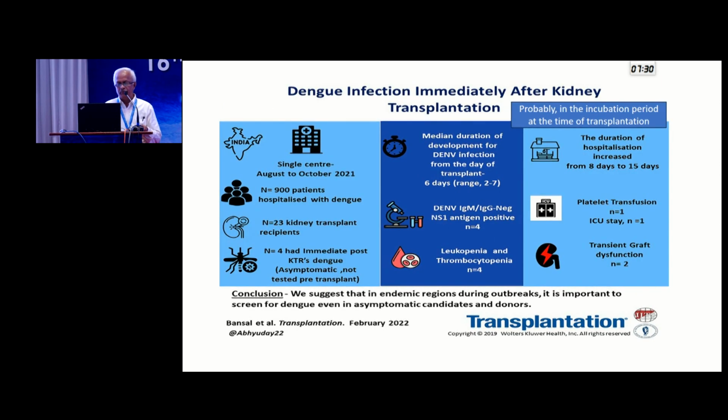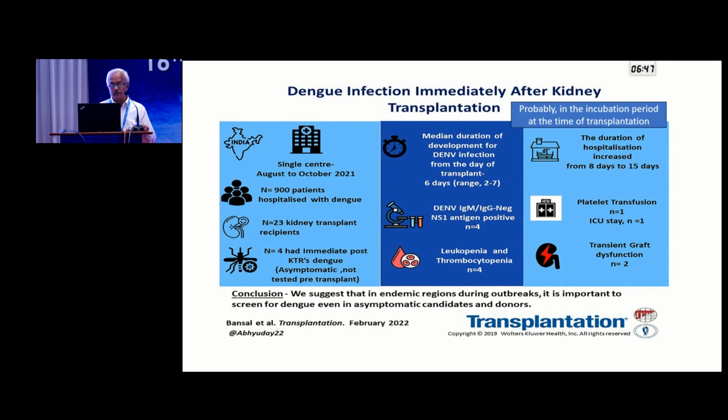So I'll just quote two published experiences on dengue infection immediately after kidney transplantation. This paper is again from Shyam Bansal, Delhi. This is a single center study in 2021, just 3 months, August to October. 23 kidney transplant recipients had dengue. Out of them, 4 had dengue in the immediate post-transplant period, who remained asymptomatic and not treated pre-transplant. Okay, so 4 of them developed dengue. Probably, the author says that these recipients were in the incubation period at the time of transplantation.